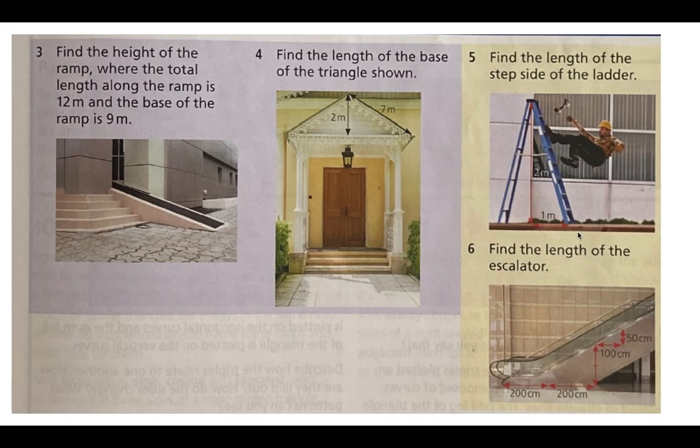All right, so let's take a look at number 5. You want to find the length of the step side of the letter. Okay, so we're talking about the step side, this side. And again, you've got the height of the top of the letter. It's 2 meters. And you've got 1 meter here, which is the distance between the middle point and the foot of the letter. Can you find the length here, which is the hypotenuse of this right triangle?